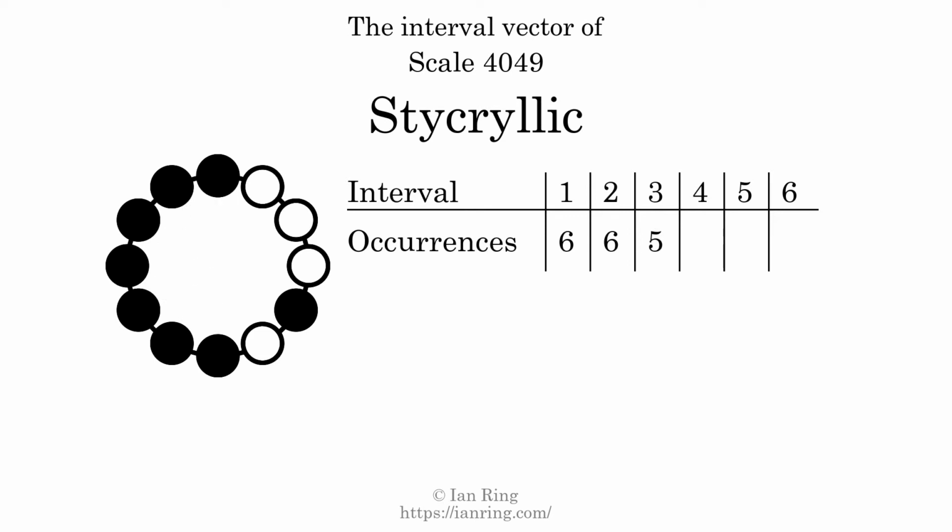There are 5 intervals with the size of 3 semitones. They are here, here, here, here, and here. There are 5 intervals with the size of 4 semitones. They are here, here, here, here, and here. There are 4 intervals with the size of 5 semitones. They are here, here, here, and here.